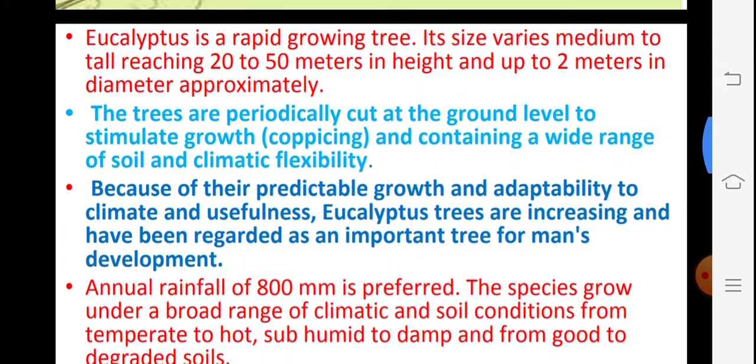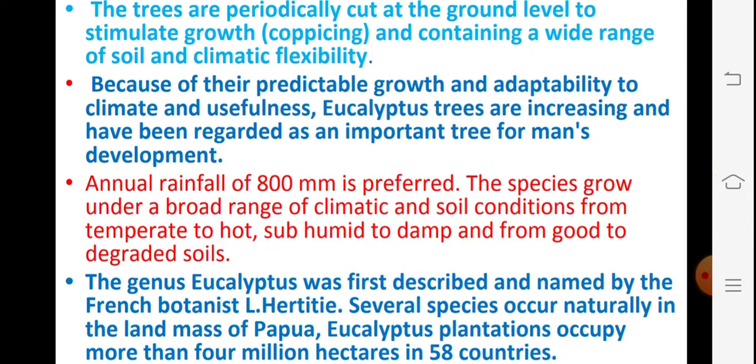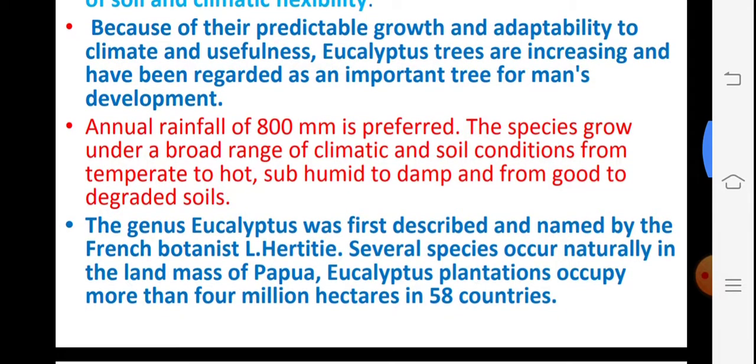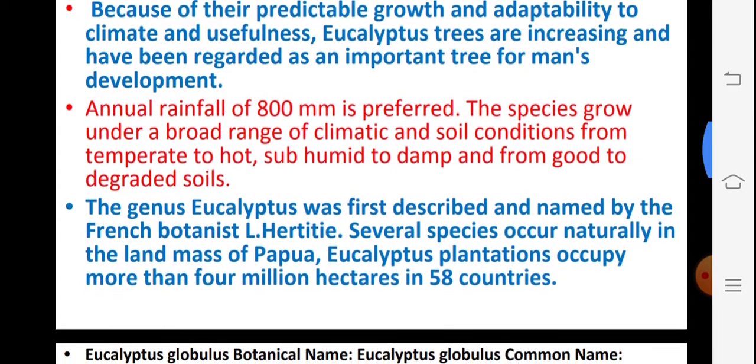As you know, this plant is a rapid growing tree, showing growth up to 20 to 50 meters. One meter is 2.5 feet. The trees are periodically cut from the ground for stimulated growth. Secondly, it has soil and climate flexibility, as it is adapted to the climate. So nowadays we observe this plant growing commonly everywhere.